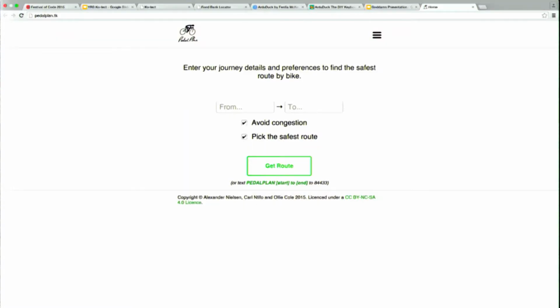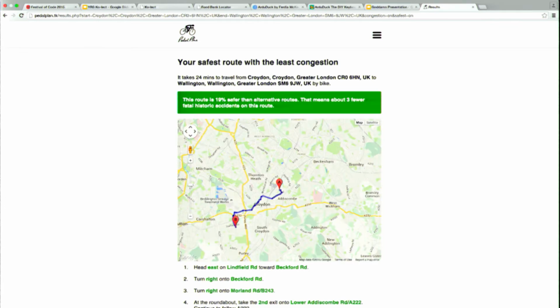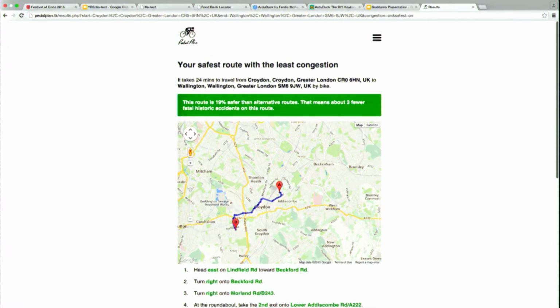Okay, this is our live demo, and I will type in my route that I take to school. This is the route that I take to school. The system has told me that this is a 19% safer route, and as a cyclist, any improvement is vitally important. And if Alex would just talk through the results with you.